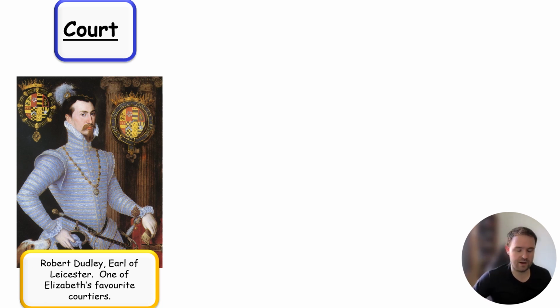Robert Dudley being a famous one, which we'll look at later on in this topic. Their role was basically to advise the monarch and to entertain when foreign guests came. And they also had a lot of influence at court as well. You have the ear of the monarch if you're in the court.